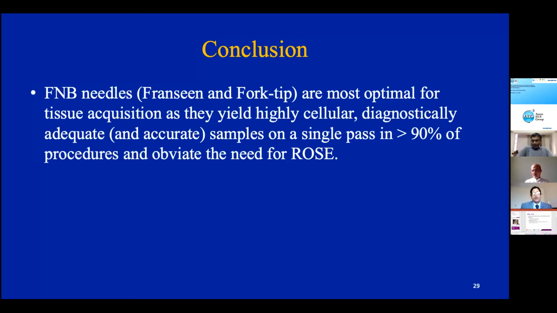And Shyam, what about the 19 gauge needle? Is it really obsolete? So we used to use the 19 gauge FNA needle, which we called the Flex 19 from Boston Scientific. We used to use it because we did not have biopsy needles. So we thought when you use a big caliber needle, you'll get core tissue. But now I think with the 22 gauge FNB needle, it gives you much better quality tissue.